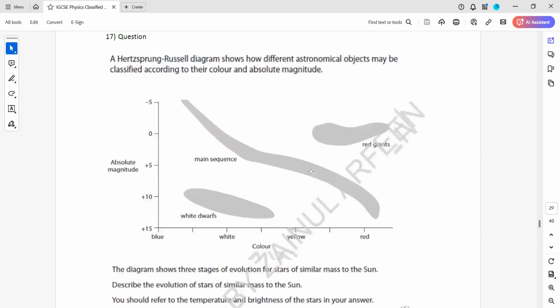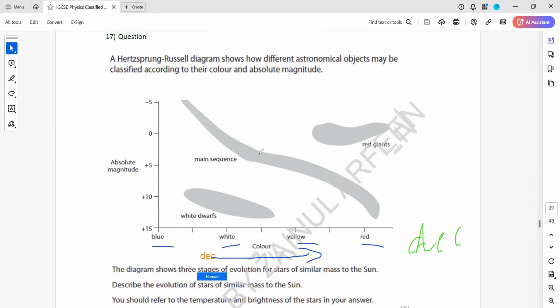This is a Hertzsprung-Russell diagram. It shows how astronomical objects evolve with the passage of time. Different types of stars are on the main sequence, and these are blue, white, yellow, and red. So what will be the temperature scale in this order, increasing or decreasing? Decreasing, because blue should have a high temperature and red should have a low temperature.